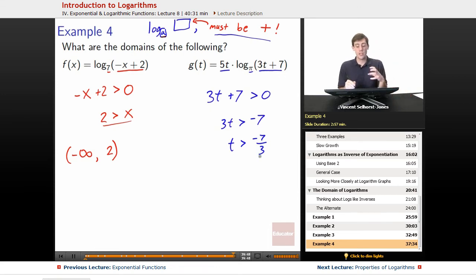So t starts at negative 7/3, but is not able to include negative 7/3. So it starts just above negative 7/3 and can go anywhere larger, so it can go all the way out to positive infinity. So we've got negative 7/3 shown with a parenthesis because we can't actually include negative 7/3. We can just get arbitrarily close to it, going all the way out to positive infinity. And there are our 2 domains.